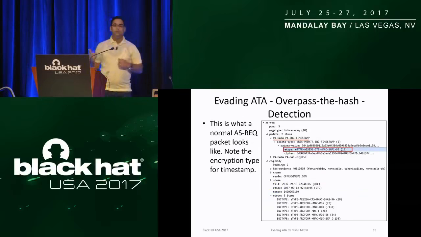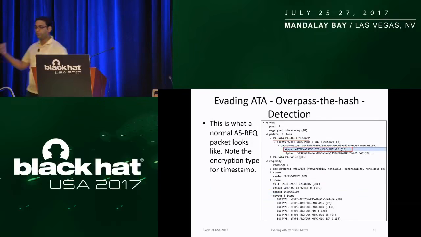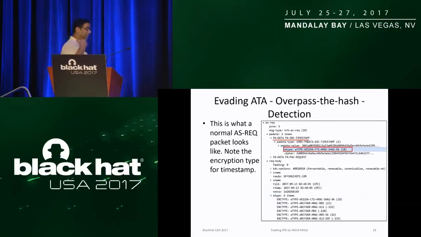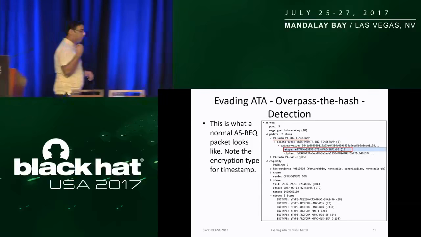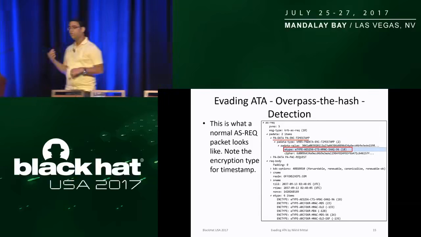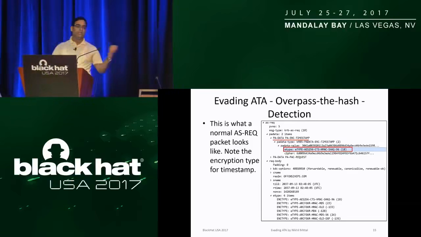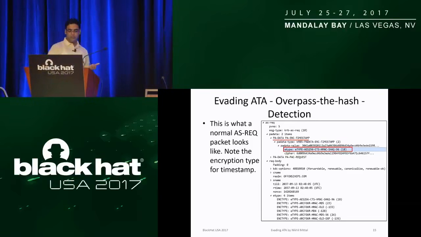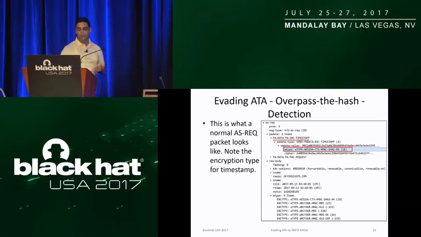Now, when you create a session with the domain controller, that is, you establish a connection, you want access to a resource, when you request a TGT, AS-REQ is the packet which gets sent. And I don't know if that's visible or not, but this is how it looks when it is normal. In the pre-auth data, there's a field called E-type, which is AES256-CTS-HMAC-SHA1, which is the normal one.